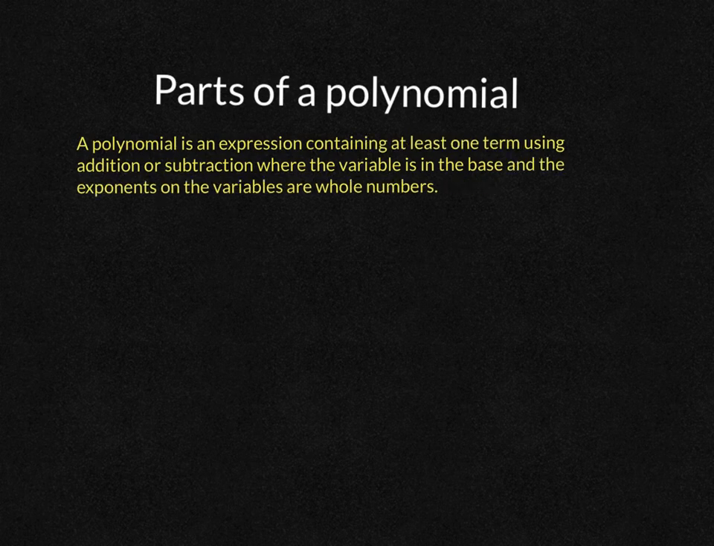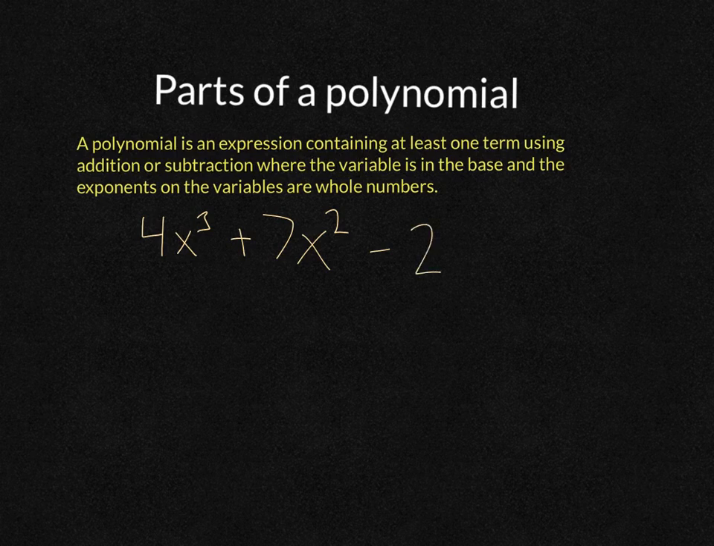A polynomial is an expression that contains at least one term. If there is more than one term, they are separated using addition and subtraction, where the variable is in the base and the exponents on the variables are whole numbers. An example of a polynomial, and you've probably seen this before, would look like this: 4x cubed plus 7x squared minus 2x plus 1.